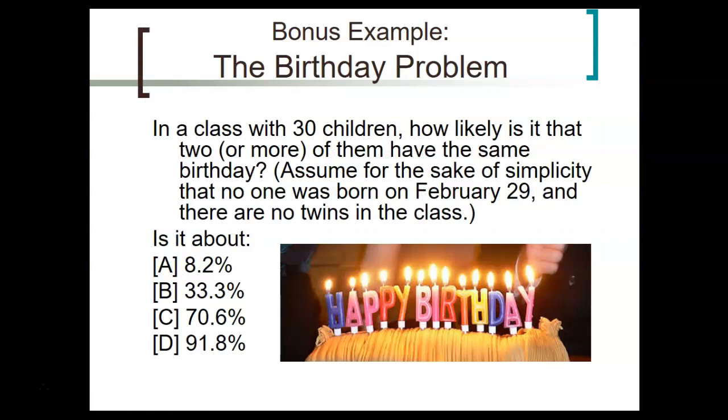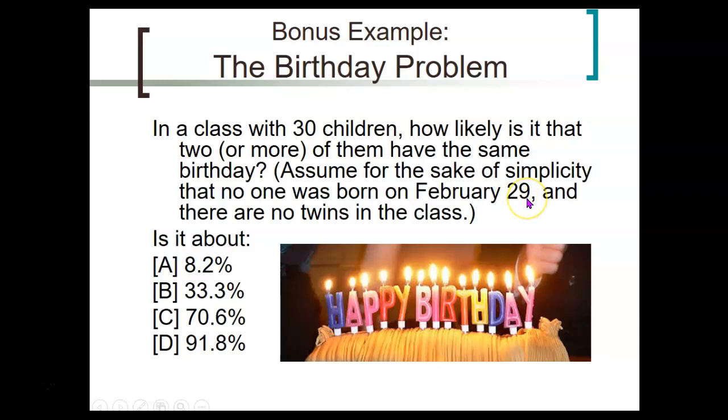Now, I'm going to end this section with a bonus example. It gets a little more complicated than some of the other examples, but it's a fairly famous probability problem. In a class with 30 children, how likely is it that 2 or more of them have the same birthday? You get a group of 30 people, like the 30 kids in a class. How likely do you think it is that you got 2 kids in the class who have the same birthday as each other?